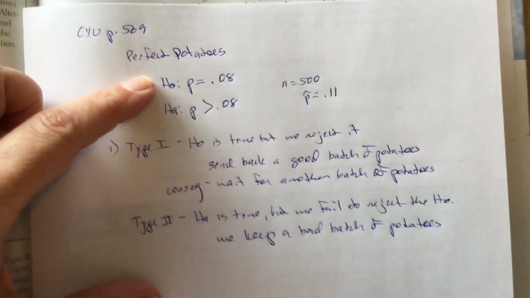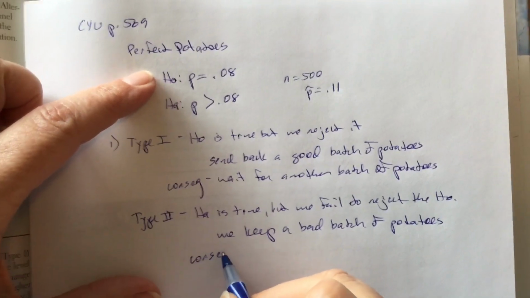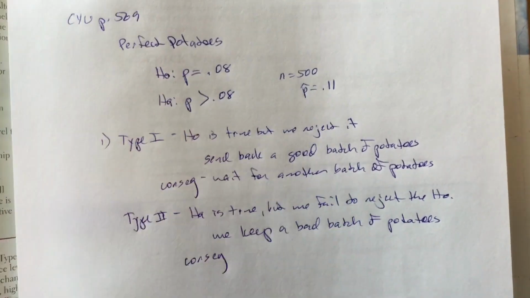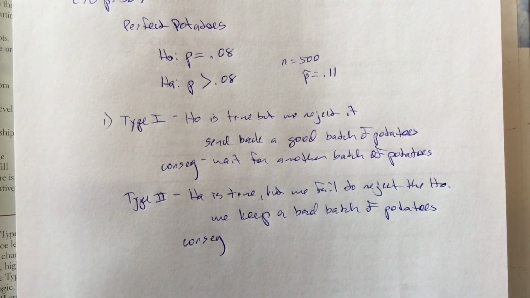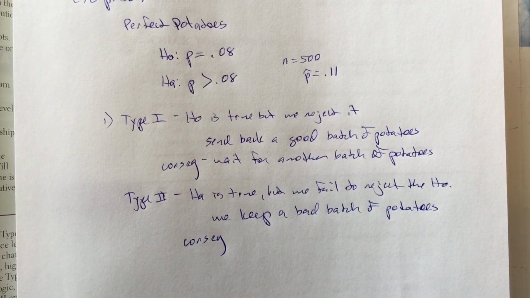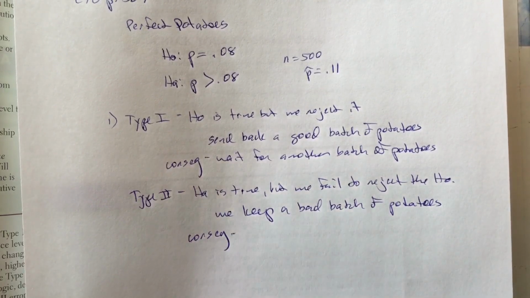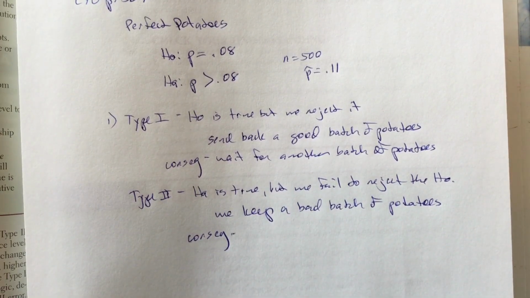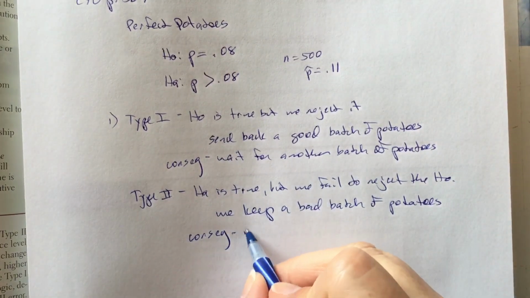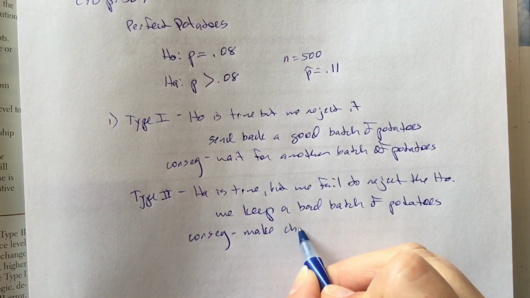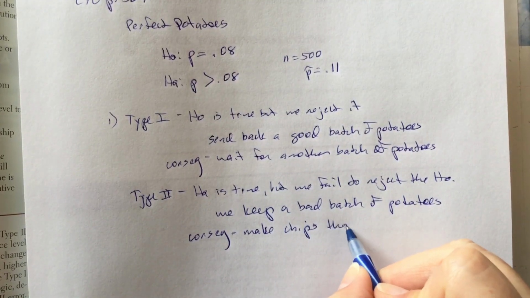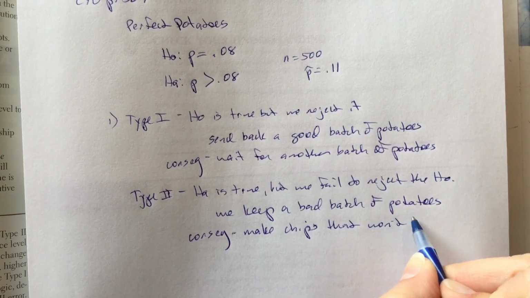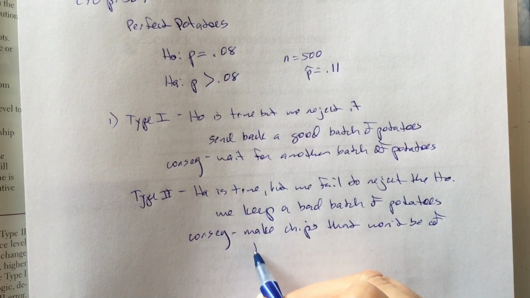So what are the consequences here? I've got a bad batch of potatoes, which I think is okay, but it's really bad. So I go ahead and make my potato chips. But my potato chips now are going to be, I don't know, maybe not the best quality. So I make chips that might not be of the best quality.